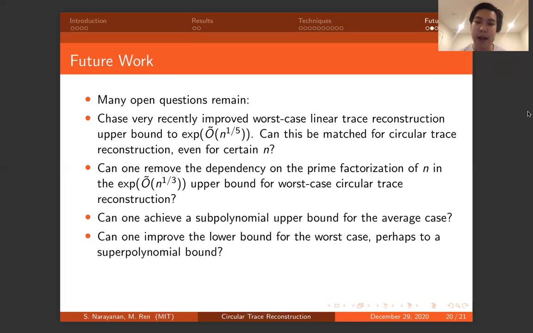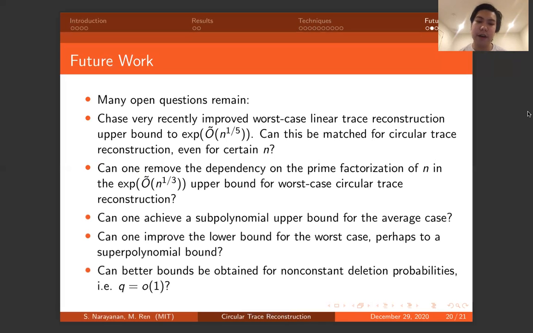And can we improve the lower bound beyond n cubed, maybe even to a super polynomial bound? Finally, we only consider the regime where the deletion probability is constant. And perhaps we can achieve better results if the deletion probability tends to 0 as n tends to infinity.